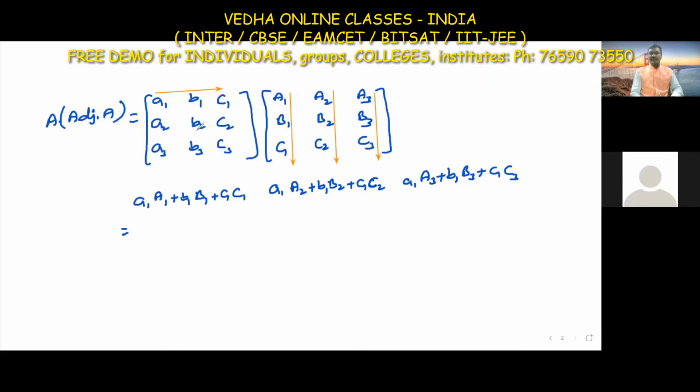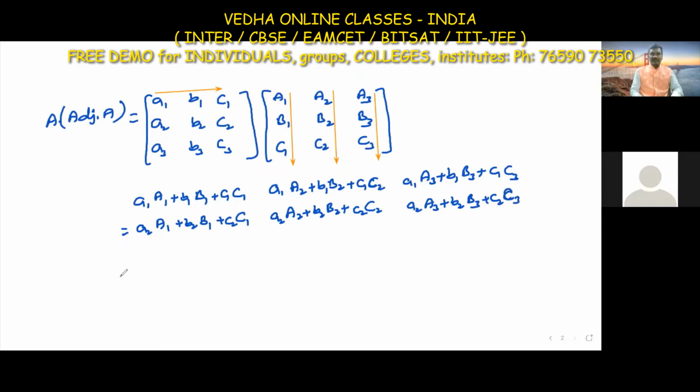Now multiply with the second row. That is small a2 into capital A1, small b2 into capital B1 and small c2 into capital C1. Now second row with second column, that is small a2 into capital A2, small b2 into capital B2 and small c2 into capital C2. Now second row with third column, that is small a2 into capital A3, small b2 into capital B3 and small c2 into capital C3.